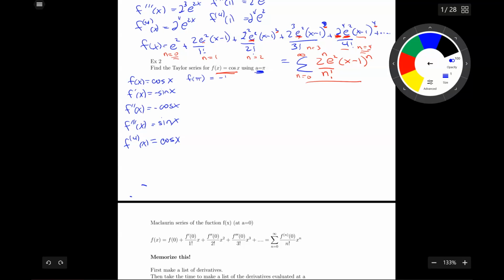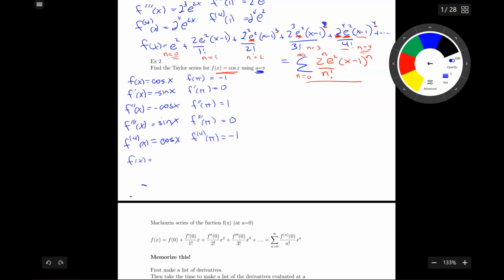Okay, so now we're going to make the list plugging in pi. So cosine of pi, you know, is -1. F prime of pi, you know, is 0. So the second derivative at pi will give you a +1. Sine of pi again is 0. Then the fourth derivative at pi will give you a -1. Okay, so let's put it together.